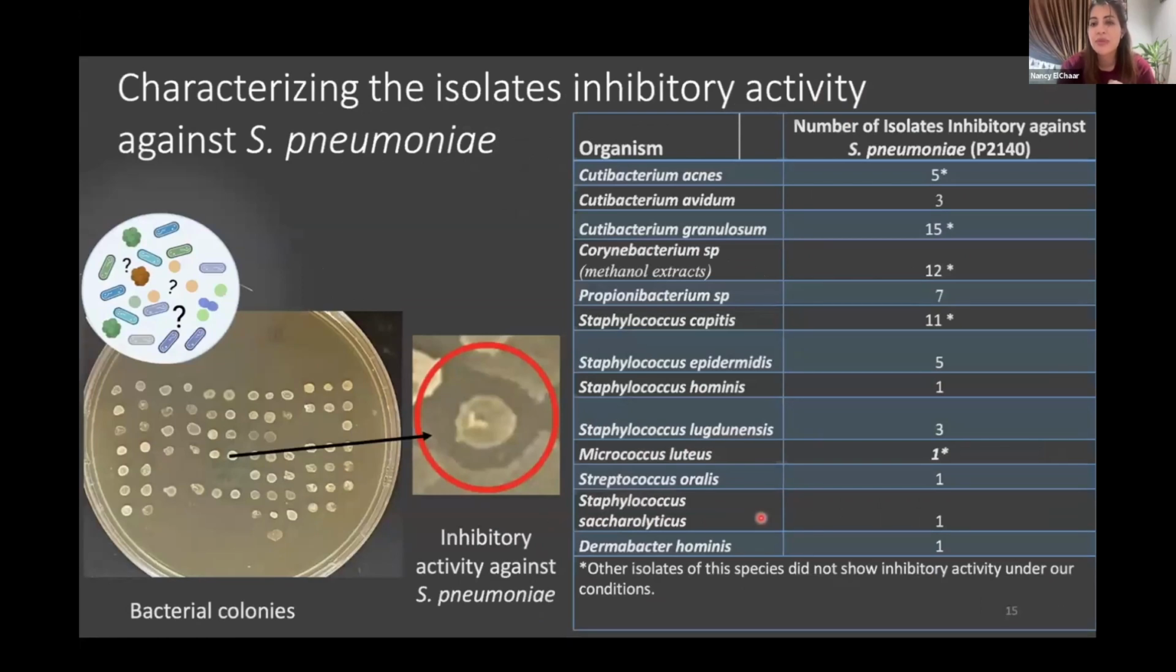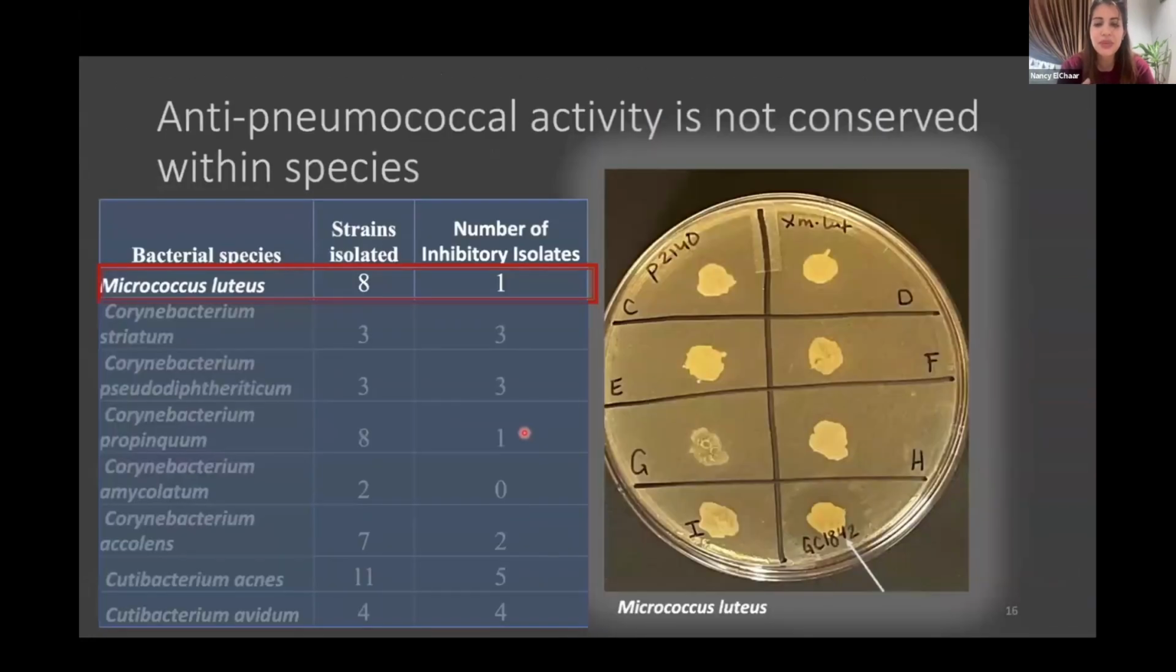So to determine the microbes with antimicrobial activity, we screened against Streptococcus pneumoniae and looked for zones of inhibition like this one. We identified 46 isolates with this activity, representing 7 genera and 13 species. And this inhibitory activity has been observed to be strain rather than species specific. So here I have highlighted one of my inhibitory strains, classified as Micrococcus luteus. And again, I will mention that in many cases, not all strains of the same species produce inhibitory molecules.